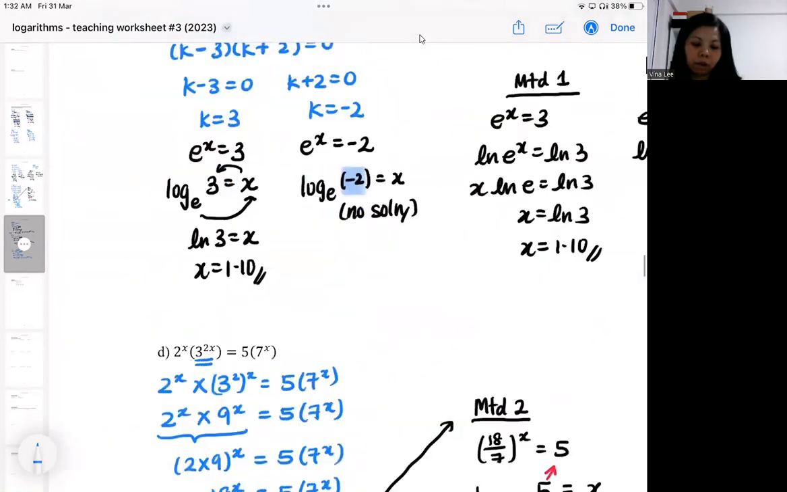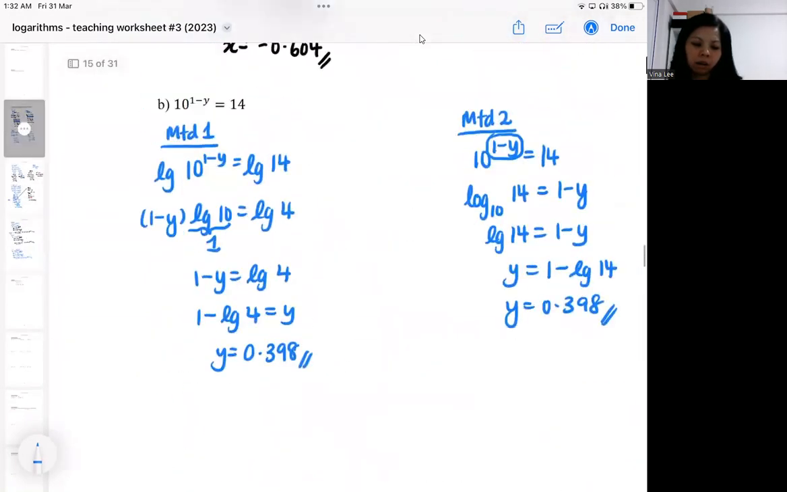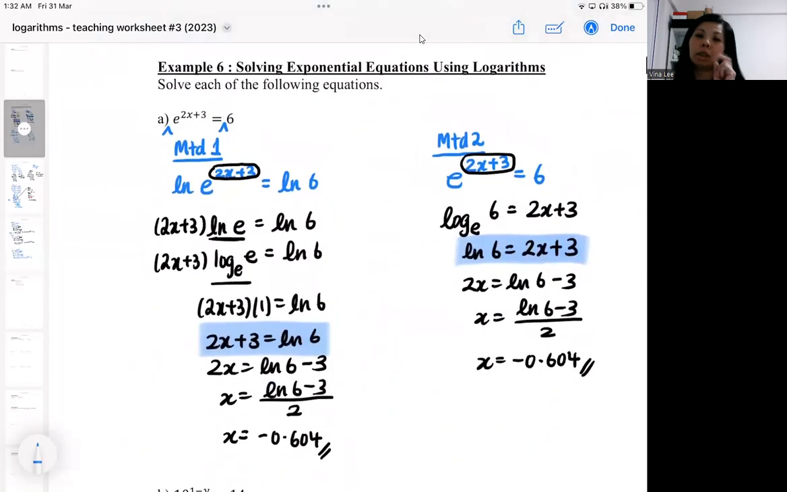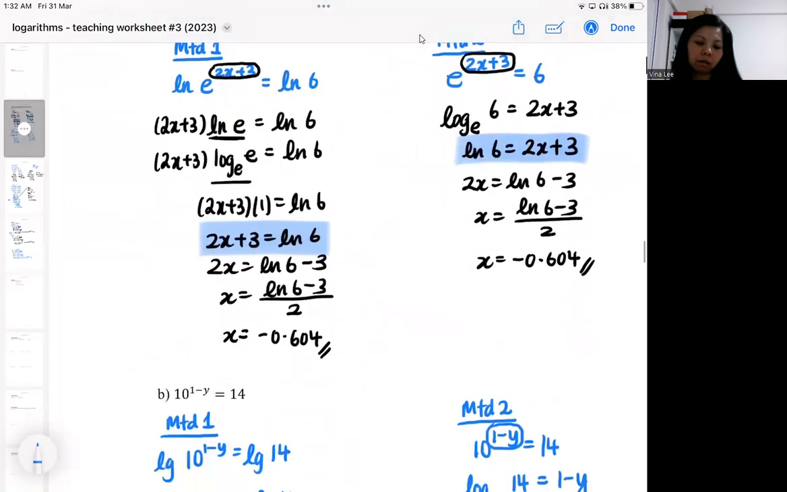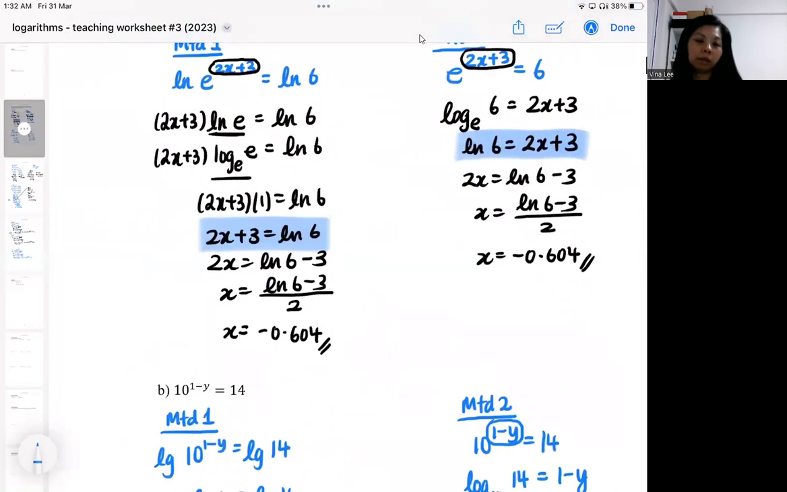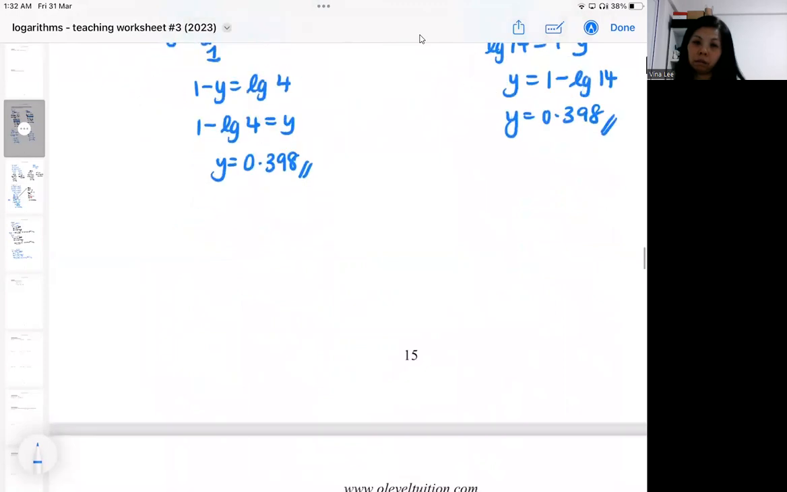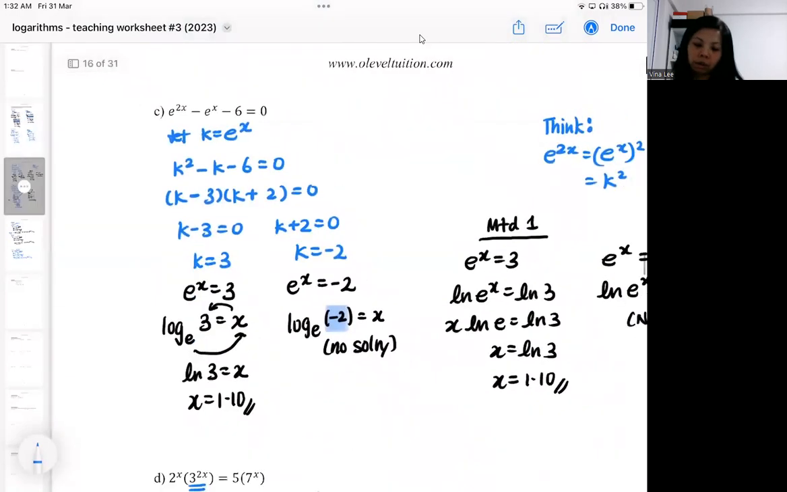Okay, so this one is the exponential one. Generally, people will find this difficult. You will need to strategize and choose a method for yourself. For me, I always do method one. I always take LG on both sides or LN on both sides. But you choose your preferred method. If you do it correctly, you will still get the same answer.